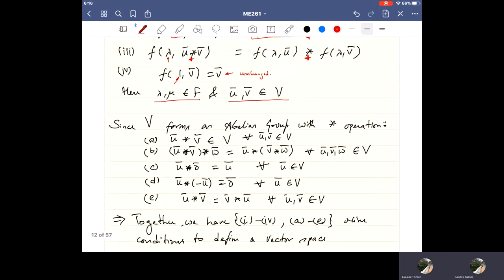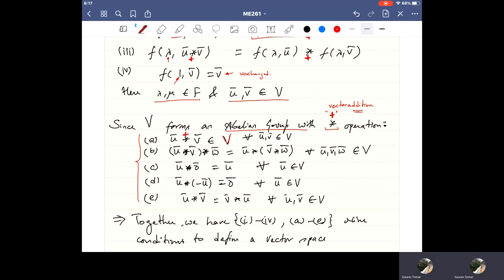Now, since V forms an abelian group, in addition to these four properties which define the nature of the scalar function, it also should satisfy the abelian group properties with respect to the spatial operation that we have talked about. We can think of it like vector addition. So it satisfies all the five properties that we had talked about. If u belongs to the vector space V and v also belongs to V, then u plus v will also belong to vector space V.